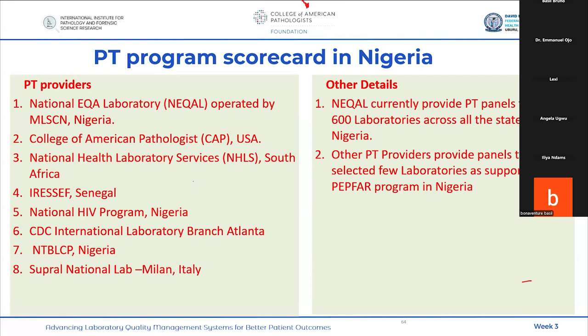Most of the labs that subscribe to NEQUA are labs supported by the PEPFAR program in Nigeria, and they are the ones that actually support making sure that these panels are available. We have individual labs too, not so many, private labs and government-owned labs that subscribe directly to these PT providers, but the number is quite few.